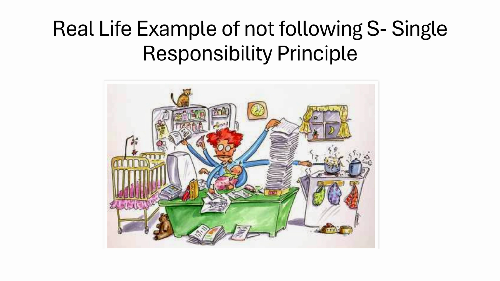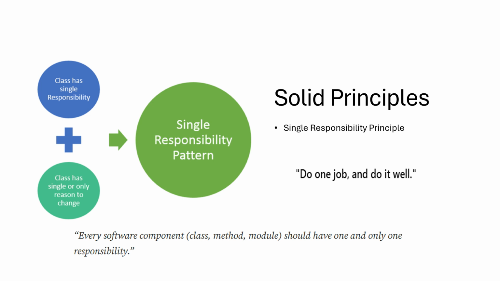Let us understand this with a real world analogy. You can see in the image that a single person is handling a lot of things. He or she is taking care of the baby, managing the books and cooking the food together, and all this leads to a very clumsy situation. No task can be performed very efficiently. You can see the amount of mess that is being created around. So, the principle states: do one job and do it well.